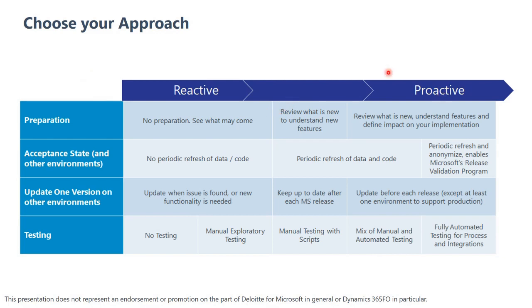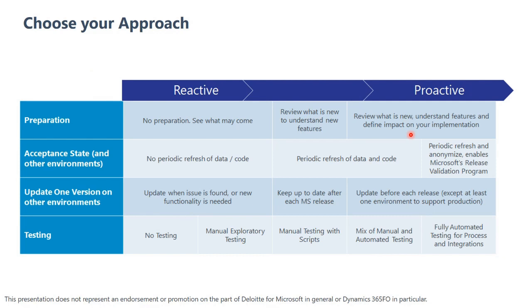must move from left to right. So becoming more proactive means that in the preparation, we need to review what's new, understand the feature, and define the impact on our implementation, our application. This is very important. As of today, we can, because with the impact analysis, with what's new, with other tools, we can do that. Probably in the past it was more difficult.